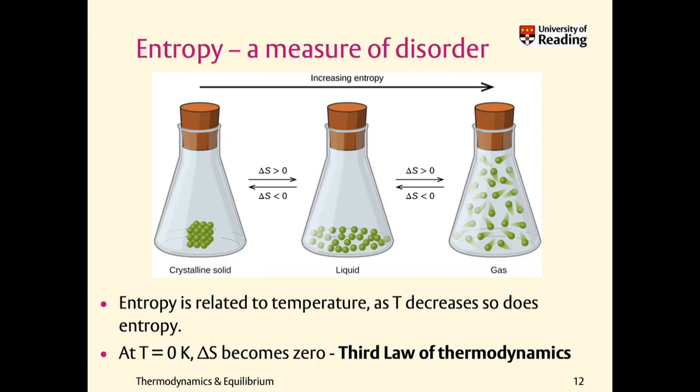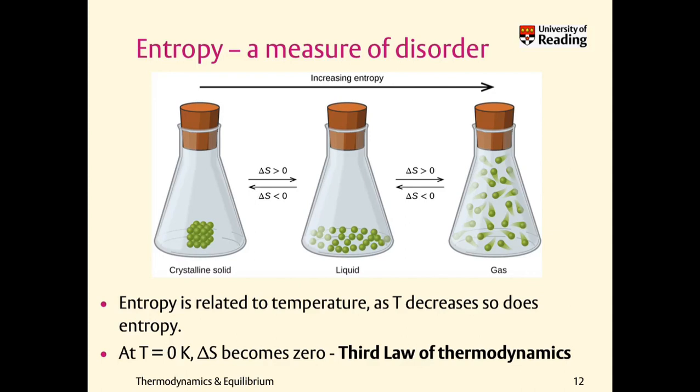This example of increasing the temperature and going from a solid to a liquid shows that there is a relationship between entropy and temperature. Movement of molecules caused by heating increases disorder. So entropy is related to temperature. As T increases, so does entropy. This means that the entropy of a process will be different at different temperatures.